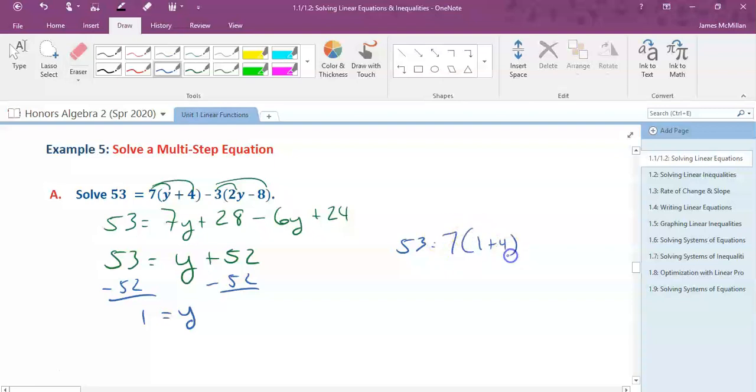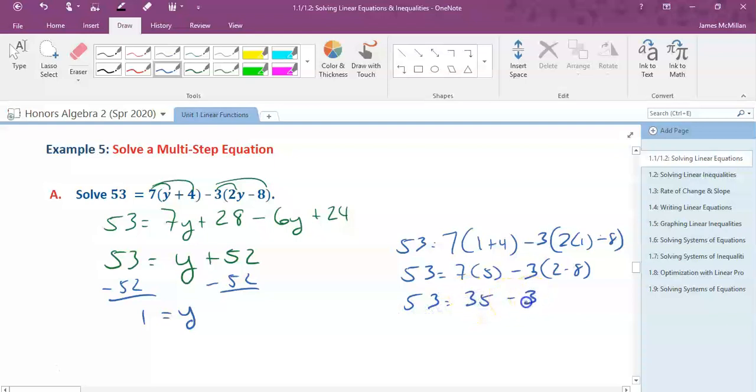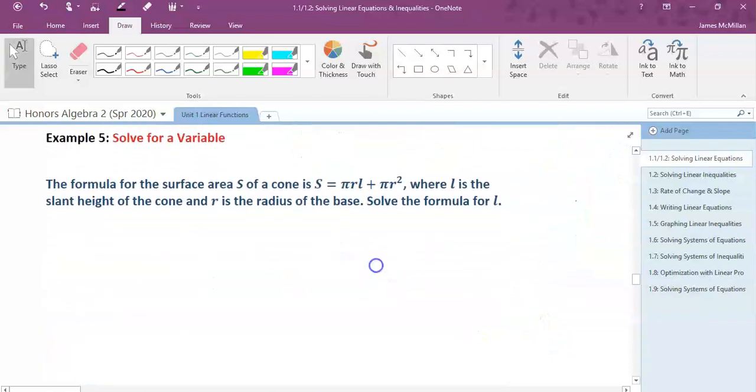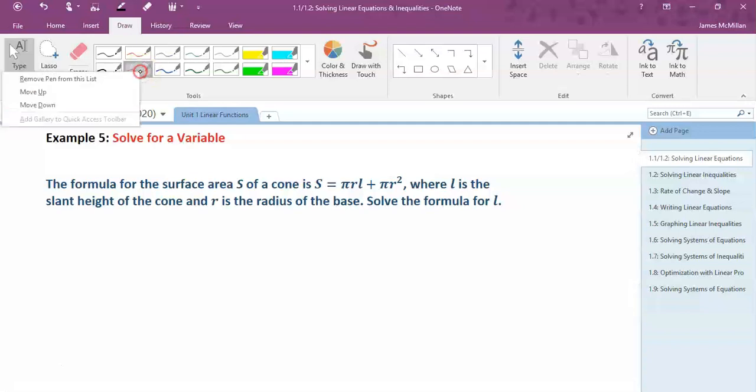7 times 1 plus 4 minus 3 times 2 times 1 minus 8. And so we get that 53 is equal to 7 times 5 minus 3 times 2 minus 8. And so we're going to get 35 minus 3 and negative 6. That's a negative 8. That'll be a positive 18. And so 53 checks with 53. Okay? So again, going quick here because I know this is a lot of old material. We're pushing through to make sure we're starting on the same page today.